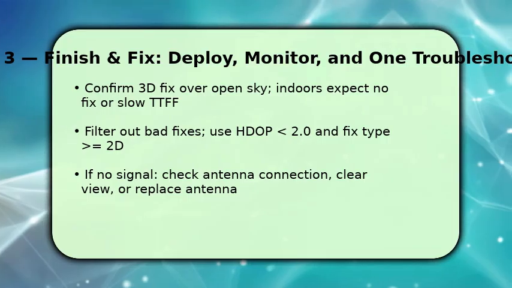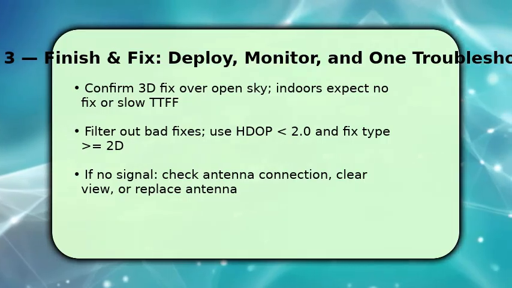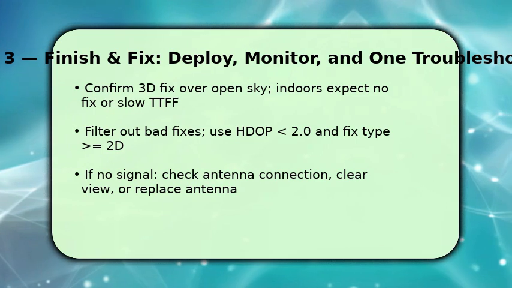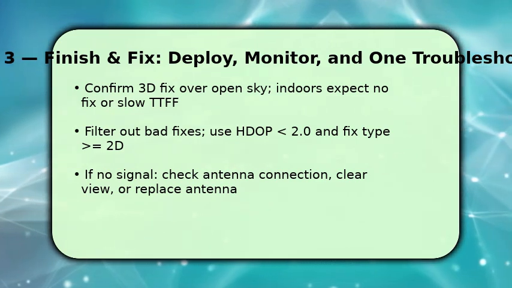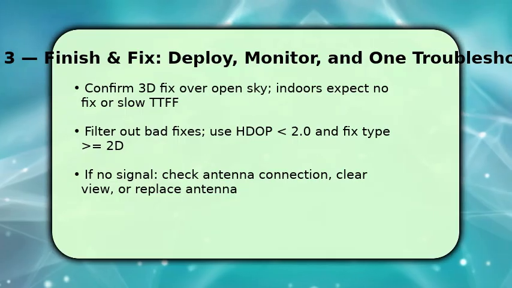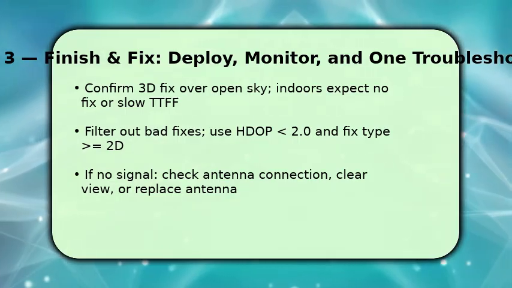If you run into problems, first check antenna seating and horizon visibility, then verify serial settings and power stability. That one key troubleshooting step, ensure a clear sky view, fixes most issues quickly.